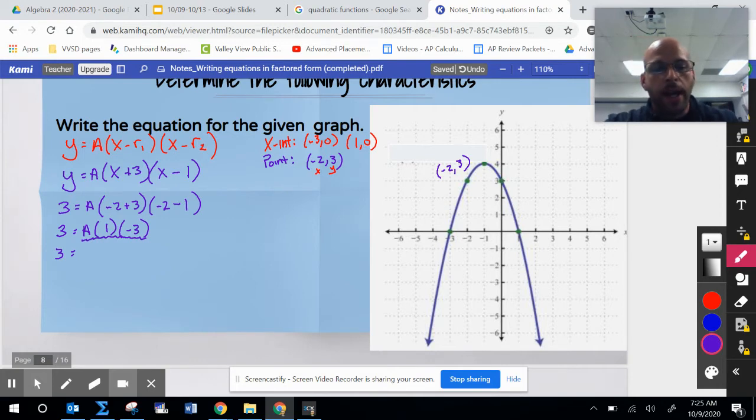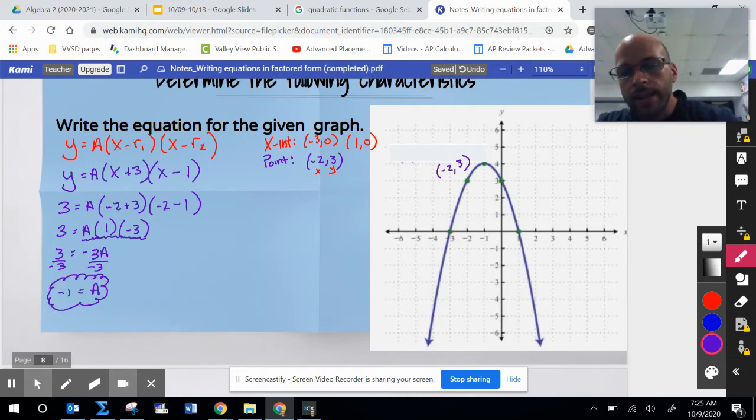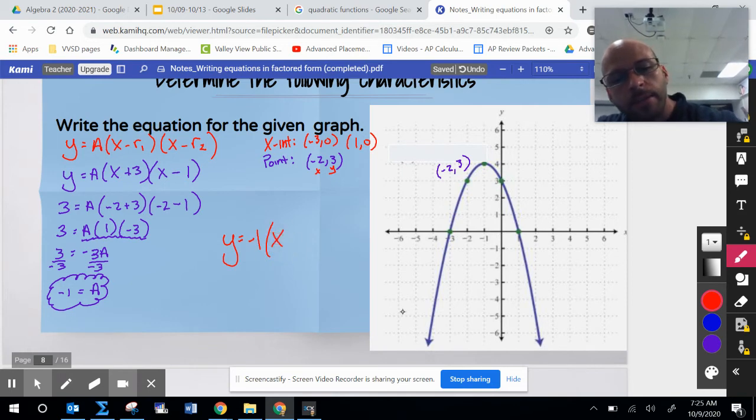So I can multiply those two values. 1 times negative 3 gives me a negative 3a. And then I'm going to divide the negative 3, and I get a to be a negative 1. And that is my answer. Okay, so to write the quadratic for this, I know the quadratic is a, which is my negative 1, x minus my first x-intercept, which was a negative 3, so we put a plus 3, and then the second x-intercept, which we'll say x minus 1.